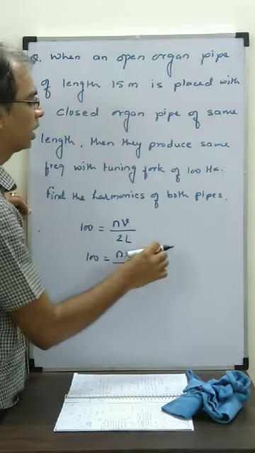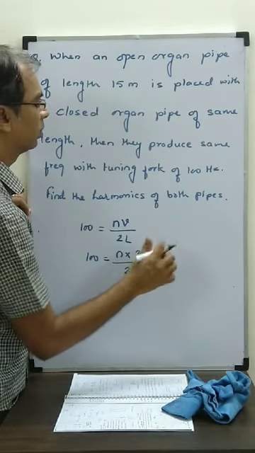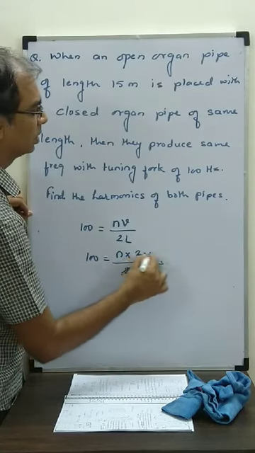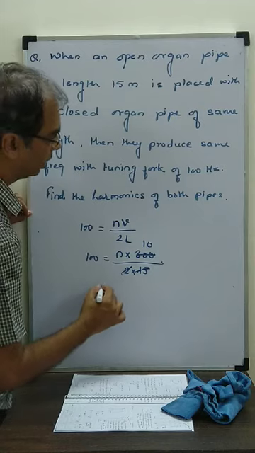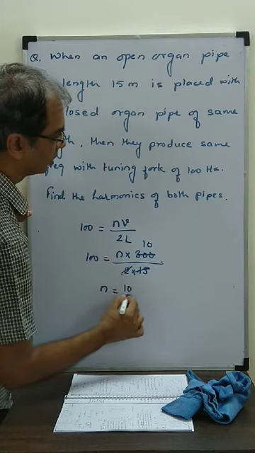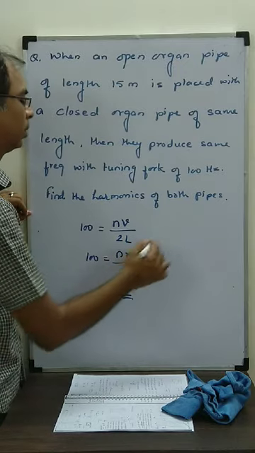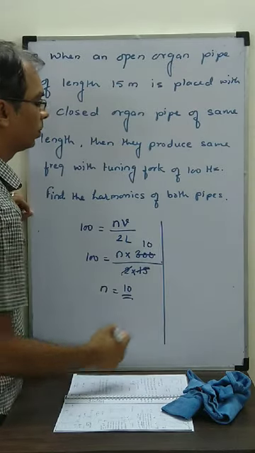Okay, so you take the speed as 300. It will be better for us for calculation. This is 30, this will become 10. So n also will come as 10 only. So 10th harmonic. For which pipe? Open organ pipe.